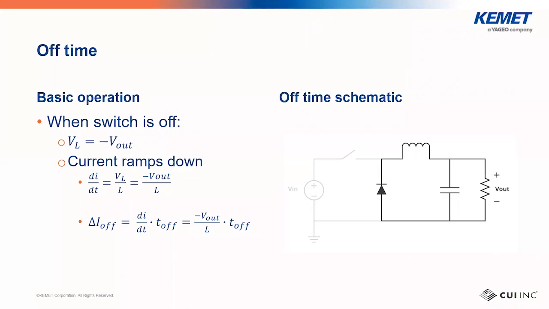This means our inductor now has 0 volts on one end and Vout on the other, making the voltage across the inductor equal to negative Vout. In the same way that during the on time the current ramped up, the current will now ramp down at a rate equal to negative Vout over L. And we can determine the change in current by again multiplying the ramp rate by the off time.